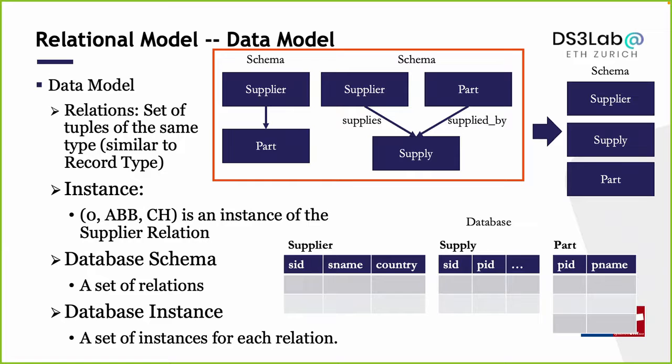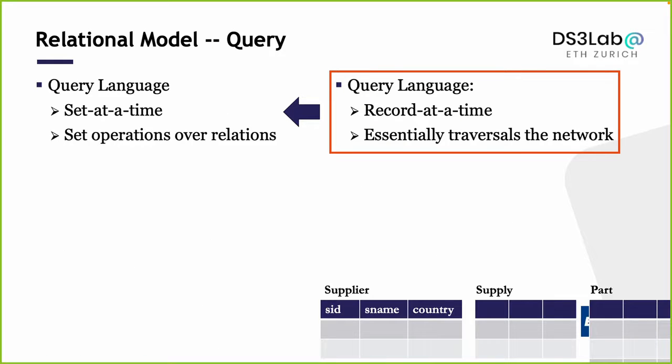My database is kind of just a set of relations. Each one of them has a set of instances. It's much simpler how we think about data. And the query language is also very different. Instead of doing a record at a time, I write my query as set operations, because now my data is nothing more than a set of tuples. Each of the relations is a set, in the mathematical sense.